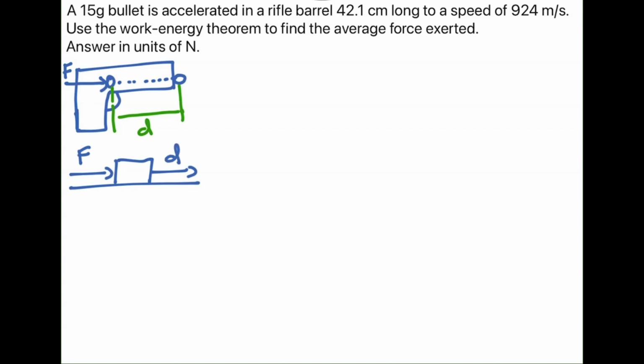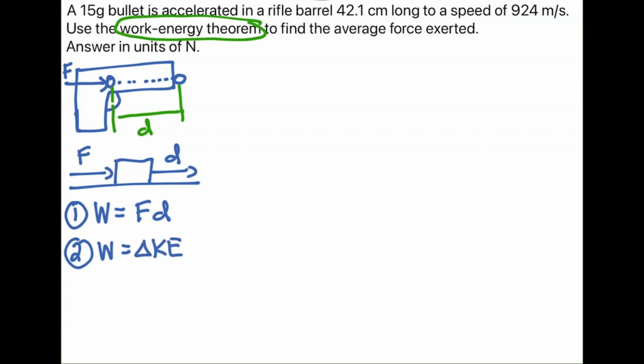So when you have an object that has a force exerted on it and it's traveling a certain distance, the work can be written as force times displacement. We also know from the work-energy theorem that work can be written as the change in the kinetic energy. So we can rewrite this as work is kinetic energy final minus kinetic energy initial, and then work equals 1/2 m velocity final squared minus 1/2 m velocity initial squared.